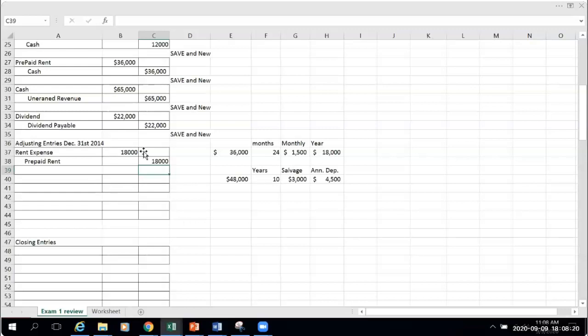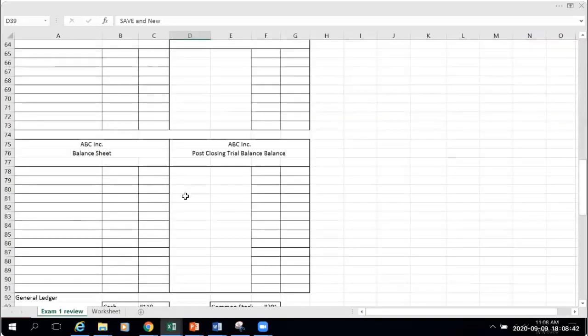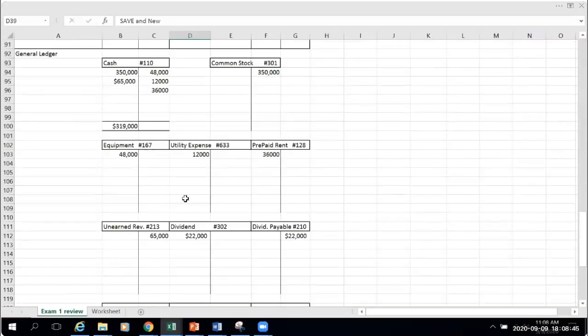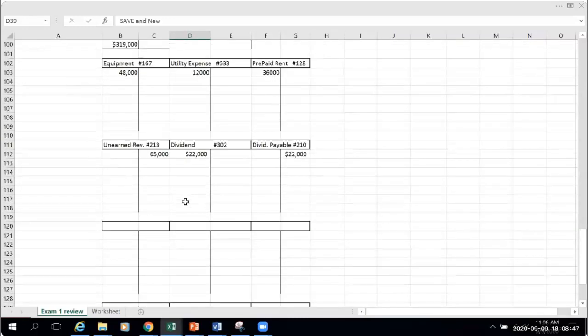Okay, so now that you did the journal entry, what's the next step? Remember that? Save and new, right? Because you want to do another one. So let's save it. That means post it. Okay, let's post it. Post it where? In the T account. So prepaid rent expense, I don't have one. So let's create rent expense.